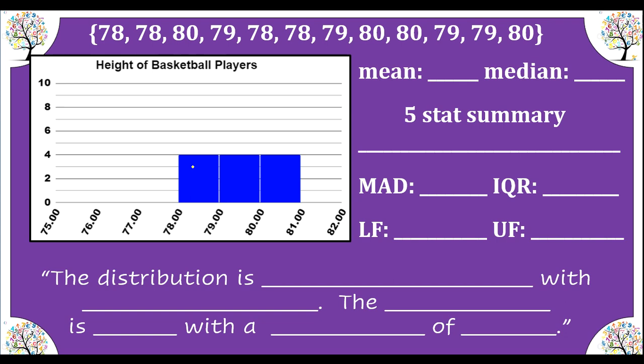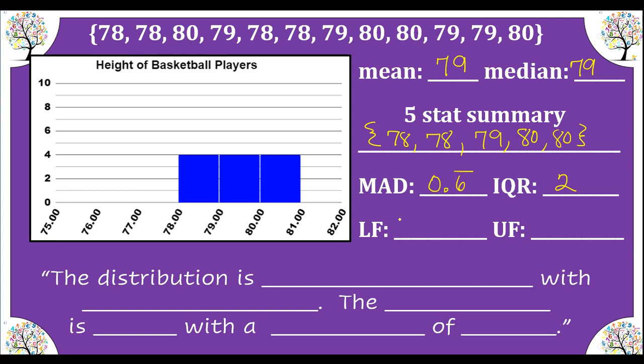Here we can see our data is uniform. Nothing has been pulled left or right. The mean, flip my notes. So my mean is 79. My median is 79, makes sense. My 5-stat summary is 78, 78, 79, 80, and 80. My MAD is very small, it is 0.6 repeating. My IQR is 2.